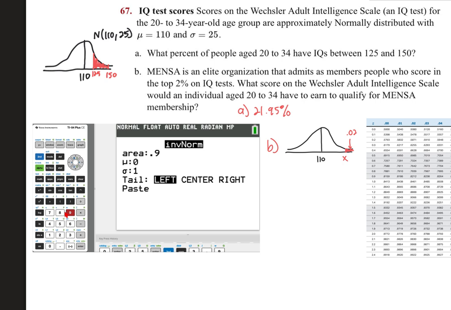Okay, so that means we could do it 2 ways. We could find the area to the left, everything to the left here, is 0.98. So we could do area to the left of 0.98, or we could do inverse norm and do the right tail and use 0.02 for the area. Okay, so it looks like I did the left. If you don't have the option of the tail, this will be what you'll have to do, 0.98, since it's naturally to the left.